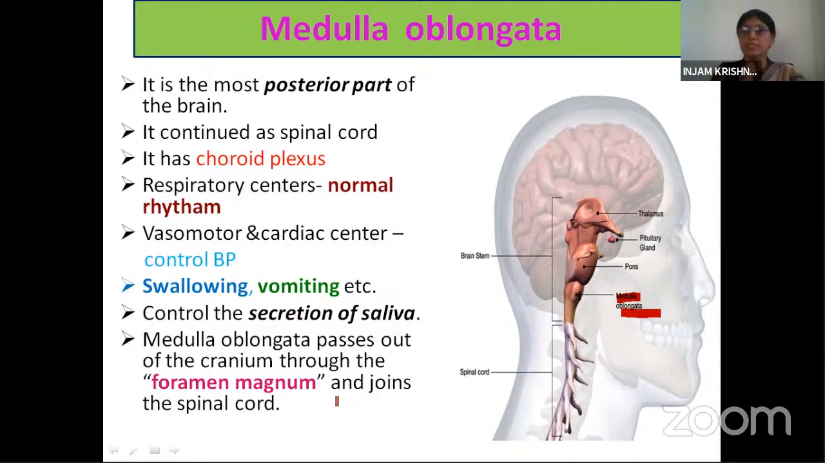What is the meaning of foramen? Foramen means a hole, particularly a hole in a bone. That is called foramen. So this medulla oblongata passes through the foramen magnum and extends as the spinal cord. See this one. We can say that somewhere here the foramen magnum is located. We assume that, and it passes through it and extends as the spinal cord. This is about the medulla oblongata.